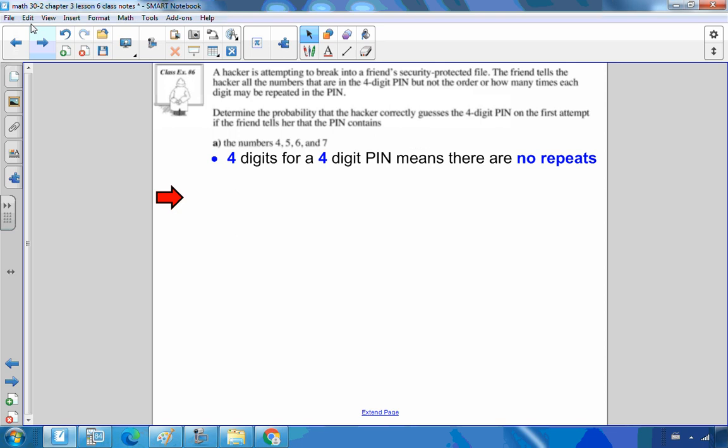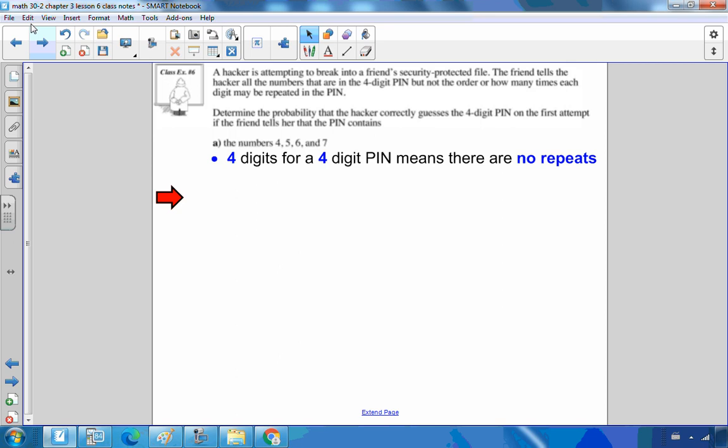Okay, my last question here. A hacker is attempting to break into a friend's security protected file. What a nice friend. The friend foolishly tells the hacker the numbers that are in the 4-digit PIN, but not the order and how many times each digit must be repeated.